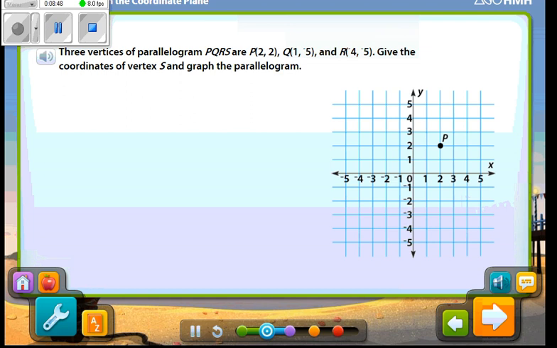Next, show the point for Q (1, -5). Okay, we're going to start at the origin again. We're going to go over 1 because it's positive 1, and we're going to go down 5 because it's negative 5. So over and down.